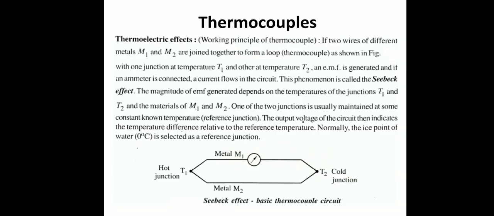One of the junctions is usually maintained at some constant temperature, known as the reference junction, and the output voltage of the circuit then indicates the temperature difference relative to the reference temperature, normally the ice point of water. Normally the ice point of water is selected as the reference junction for a thermocouple.